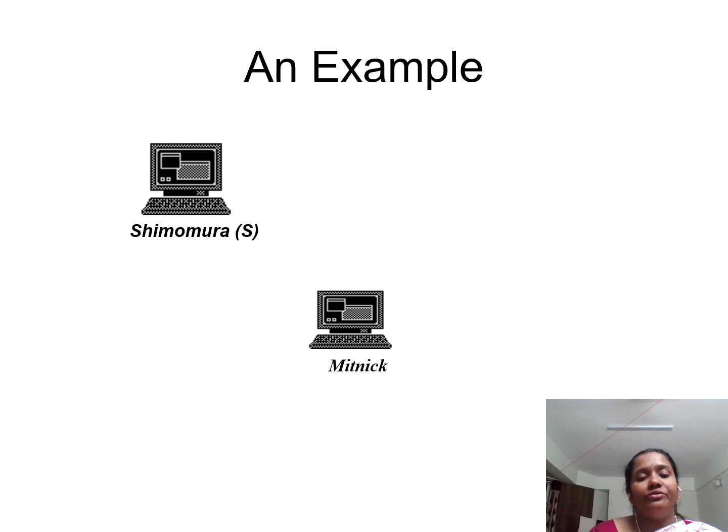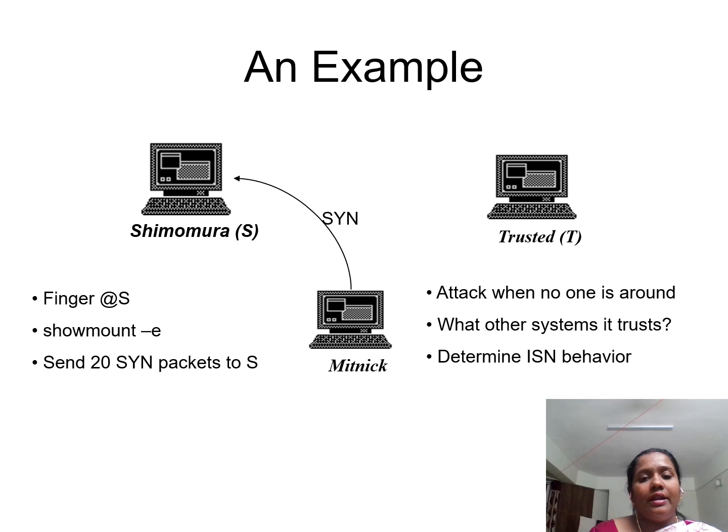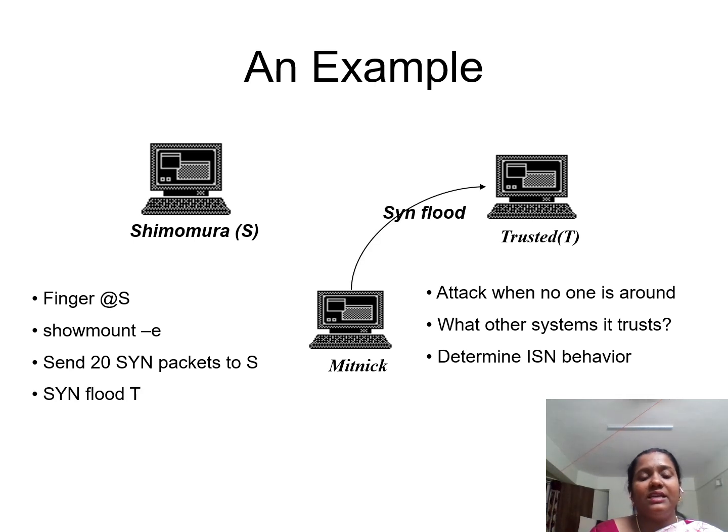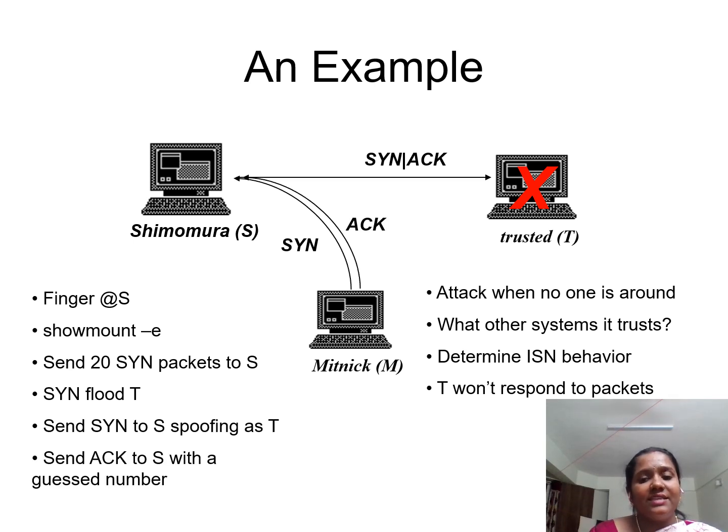So these are some of the examples of attacks, where the synchronization flows from one control to another. This synchronization control starts from S to T, T to M, T to S, and S to M. So this is all about the examples of attacks in synchronization. This example is solved by sending the SYN while spoofing as T, and sending 20 SYN packets to S. At last, T won't respond to the packet.